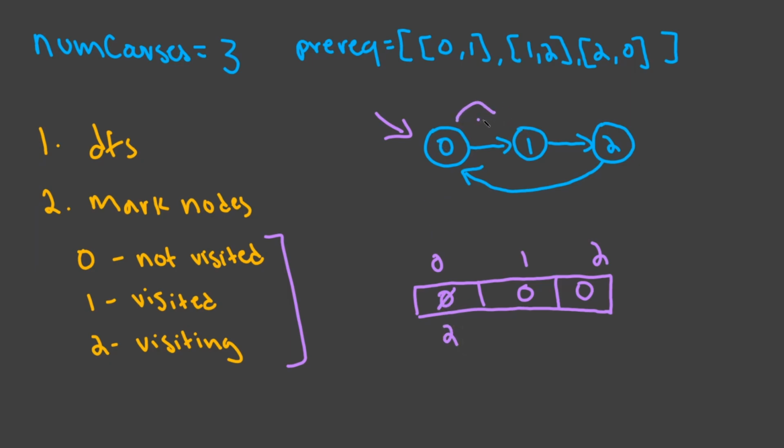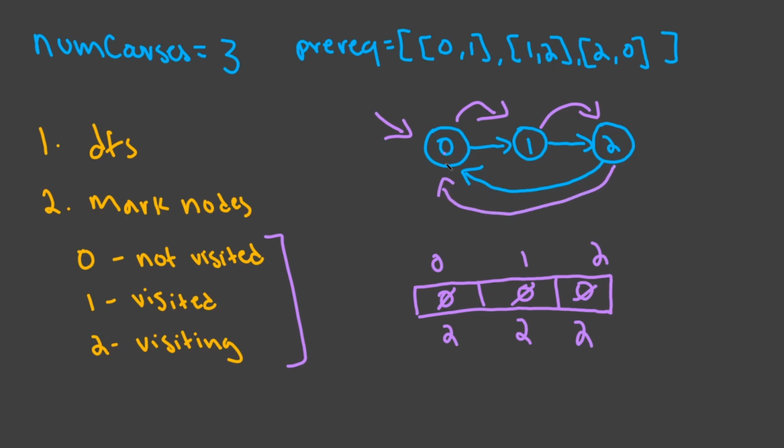And now we go to 1. So we see that 1 is also not visited yet, so we can just mark it as visiting still, because we haven't completed the DFS call. And then we go to 1's neighbors, which is 2. And same thing for 2, we mark it as visiting. So now from 2, we visit its neighbors, and we see that the neighbor is 0, so we're going to do a DFS call for that.